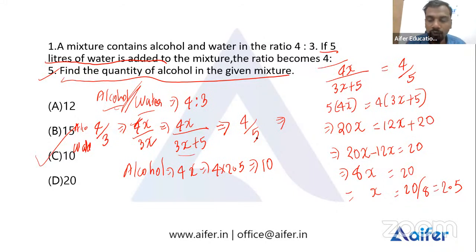After solving, we will get the value of x as 2.5. After getting x equal to 2.5, the value of alcohol is 4x, that is 4 into 2.5, which is equal to 10.